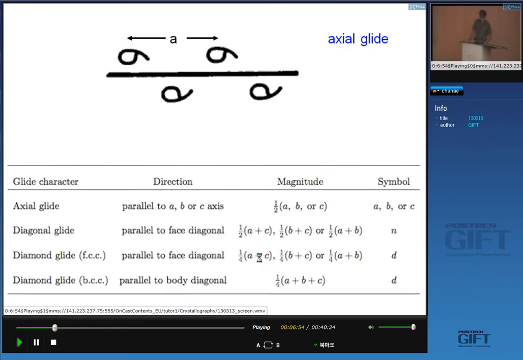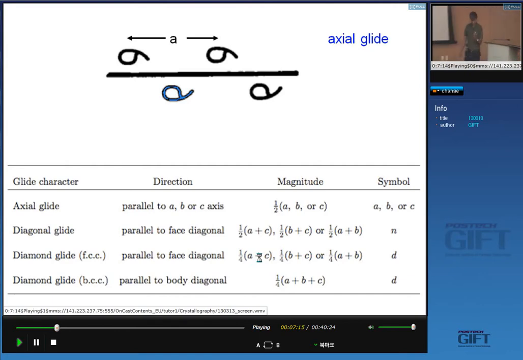Okay, I won't go into those. Right, now the glide plane. So here is a glide plane. This is a repeat distance. If I start with an object here, I reflect it onto the other side, and then I translate it by a fraction of that distance. That's the glide operation. Okay?